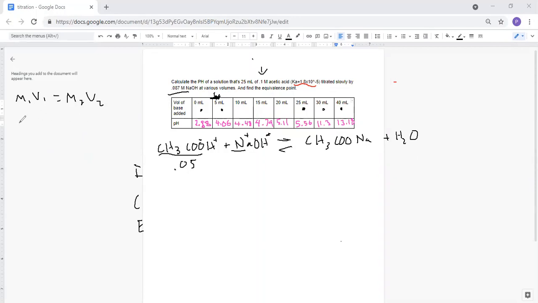Here we go. So for the base, we have originally 0.087 molarity, and the base by itself is 25 mils. Then we want to find the molarity after the base and the acid mix. So we have 50 here for the 25 plus 25. So the molarity of our base is going to equal, let me see what I got, 0.0435. It's diluted. Okay, now we can go ahead and solve.